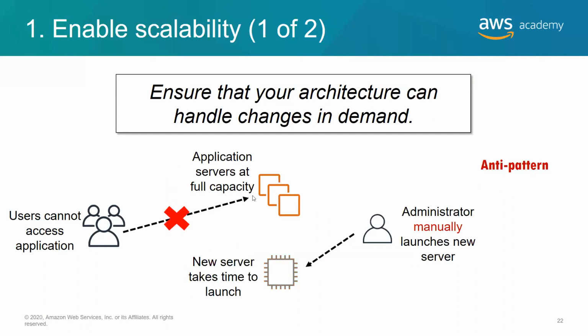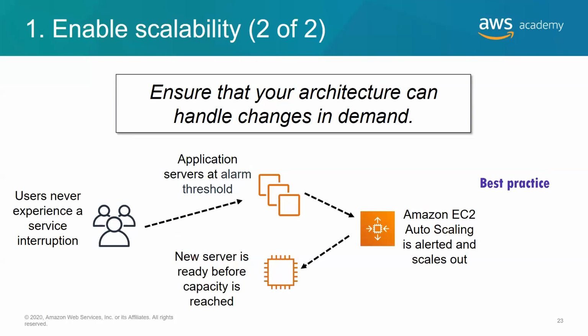Now this is the problem. Say we have a data center with multiple servers, and a particular server is getting a problem. We wait until the hardware engineer comes and rectifies it. That's an anti-pattern. But the best practice is to set a threshold before you get the problem, so when the threshold is reached, it gives an alarm. Immediately the new server will be ready before capacity is reached, and Amazon EC2 Auto Scaling is alerted and scales out.